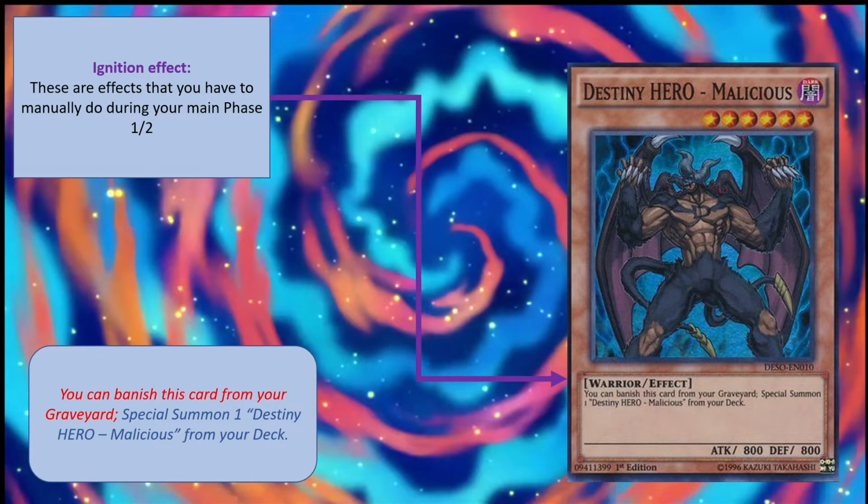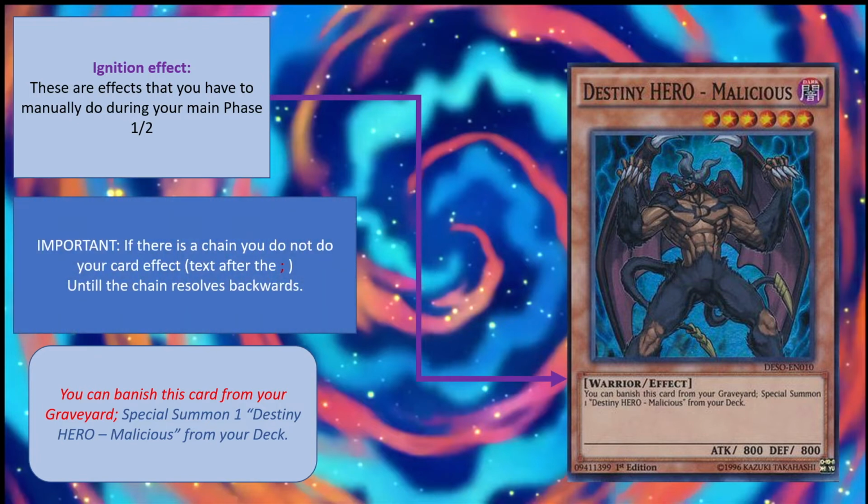And important to remember here is, just like every other card, if the link opens for a chain, before you can do the activation of it, you first have to wait for the chain to resolve backwards. So if your opponent doesn't chain, you can go ahead and special summon. If they chain to it, you first have to wait for the chain to resolve backwards before you can activate the effect. So here again, the main difference between this card and the flip card is that the flip card is in action, and this is something that you physically have to go and do.